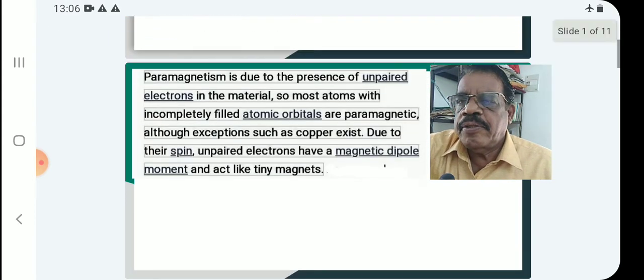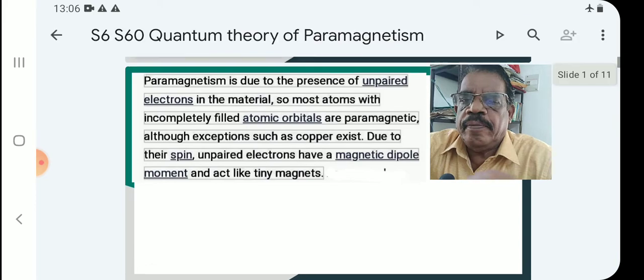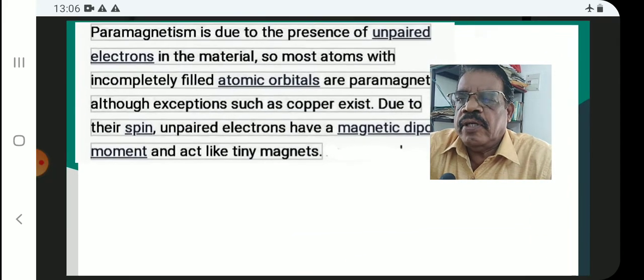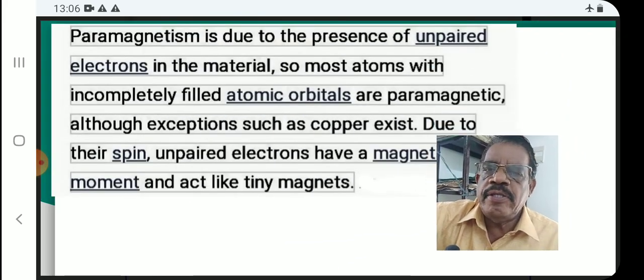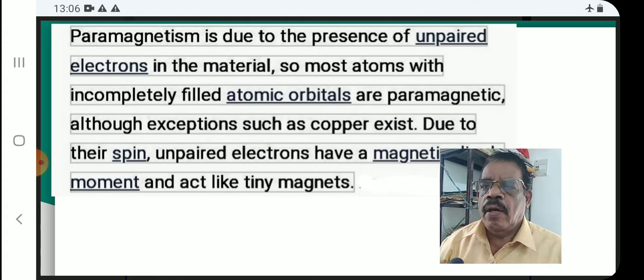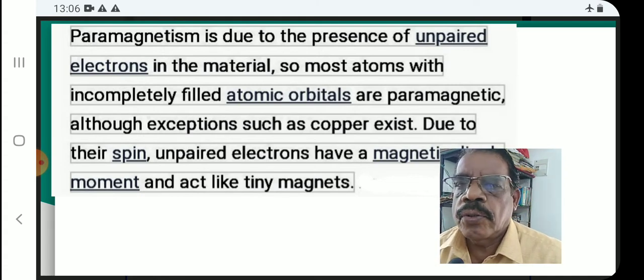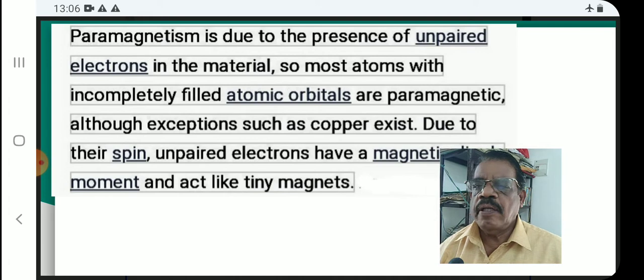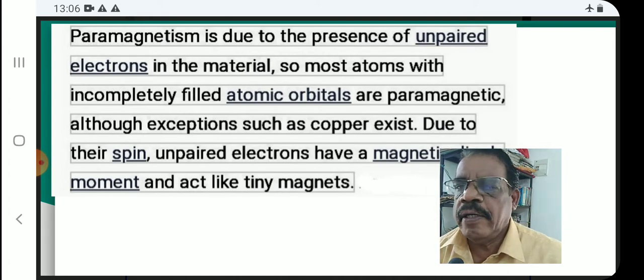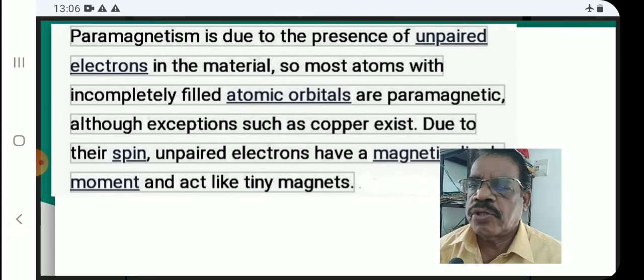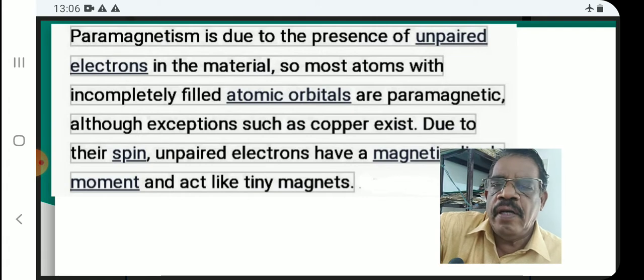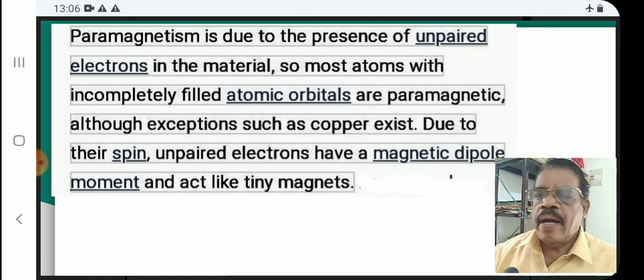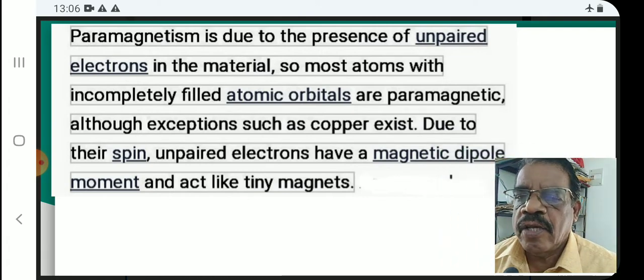So, a paramagnetic substance that we have seen, what is paramagnetism? In the previous class, we have seen what is paramagnetism. Paramagnetism is due to the presence of unpaired electrons in the material. So, most atoms with incompletely filled atomic orbitals are paramagnetic, although exceptions such as copper exist. Due to their spin, the unpaired electrons have a magnetic dipole moment and act like tiny magnets.